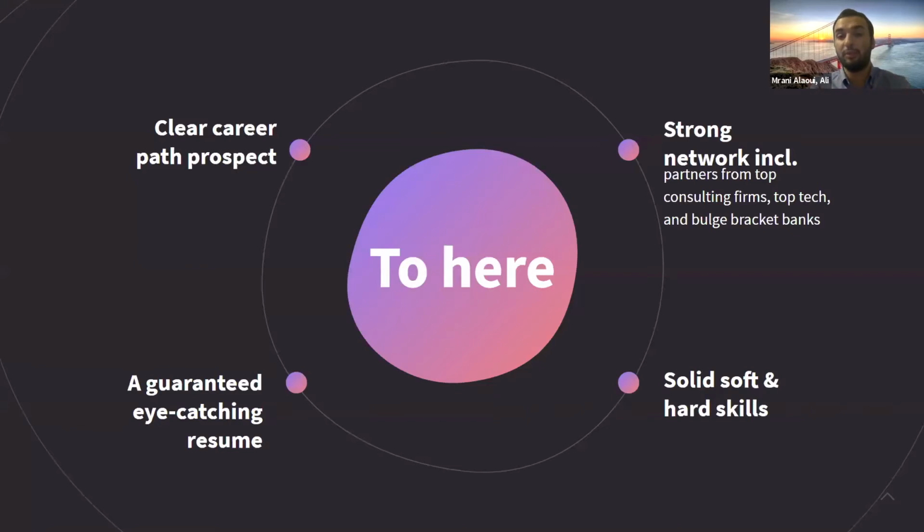So let's see an example. This is a slide we had done to present the summer venture program. It has 4 main ideas where you're going to become: a clear career path, a guaranteed eye-catching resume, solid soft and hard skills, and a strong network. It also includes a guaranteed referral, but the referral is not here. So this slide has the 4 pieces of information very concisely, as well as bubbles that make it look prettier. So this is an example of a good slide.